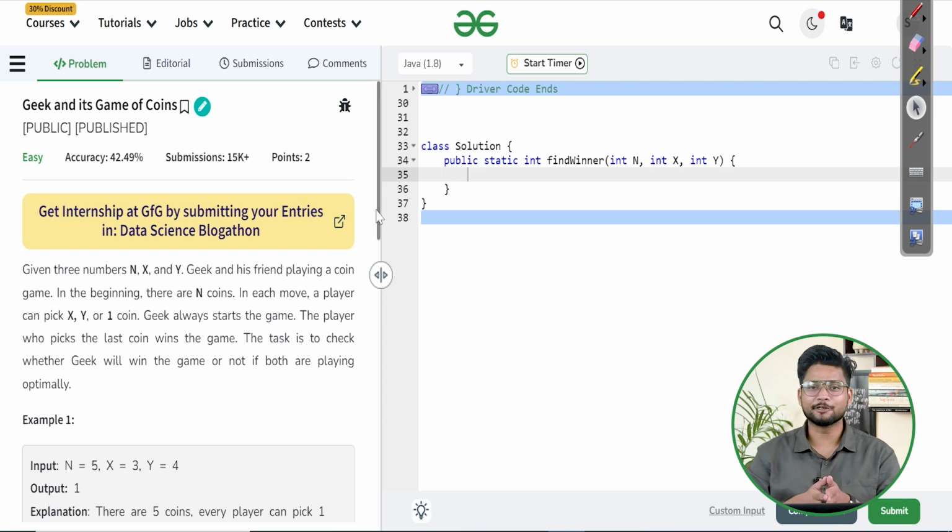Today we are going to see today's question, that is Geeks and its Game of Coins. Firstly we will understand the question, then we will understand the approach, and then we will code. So let's go on our computer screens and start the question.